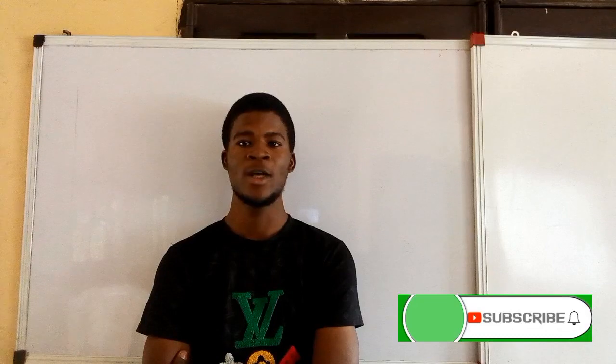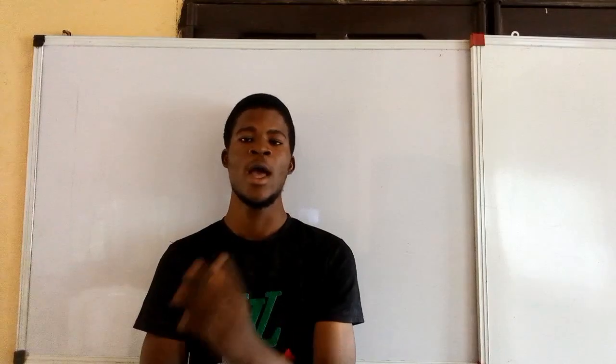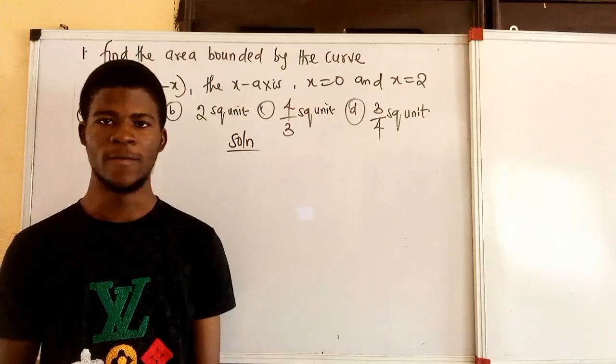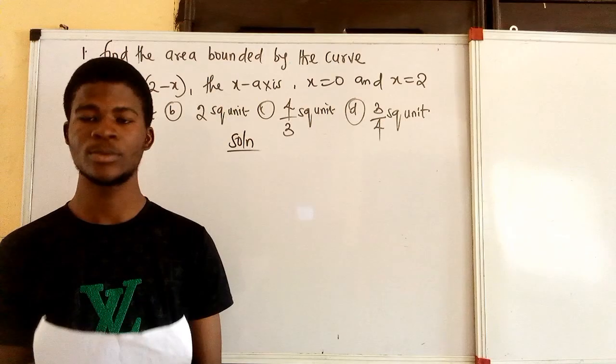I'll be solving some past questions. So you watch this video to the end and learn how solutions to some questions are gotten. The first question is, find the area bounded by the curve y equal to x multiplying 2 minus x, the x-axis, x equal to 0 and x equal to 2.